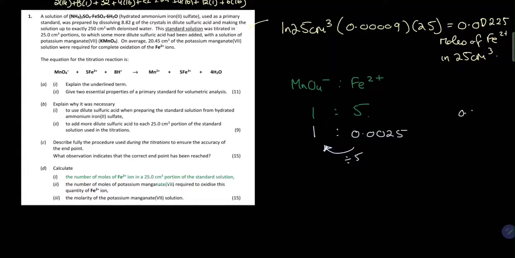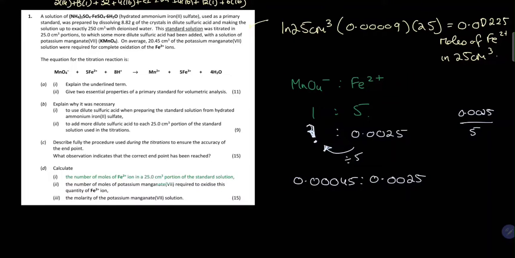So on the side, 0.0025 divided by 5 is going to get you the number of moles of potassium permanganate needed to titrate it against the amount of iron, which I'm going to get 0. Sorry, that should be a question mark there, or an X. 0.00045 moles of the potassium permanganate is going to react with the 0.025 moles of the iron solution.